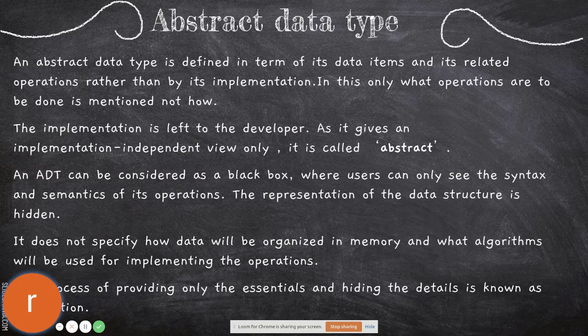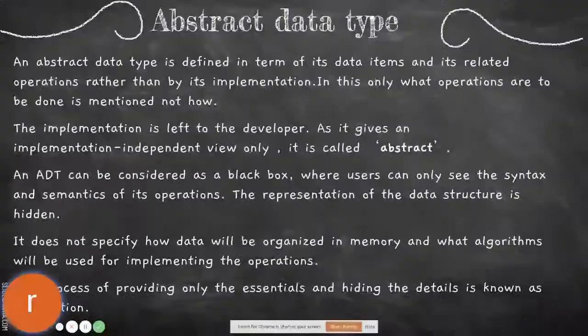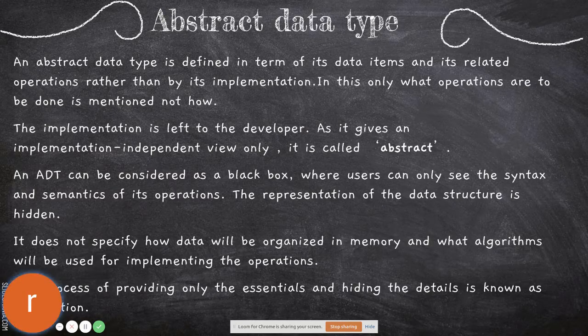So a data structure is given, and what all operations can be done on that particular data structure. The function's name will be given, and what it has to do, that information also will be given, but how it will be done, the actual technique, will not be given. It is up to the developer to use a data structure of his own choice and develop the operations mentioned. So the implementation is left to the developer, as it gives an implementation independent view only. It is called abstract.